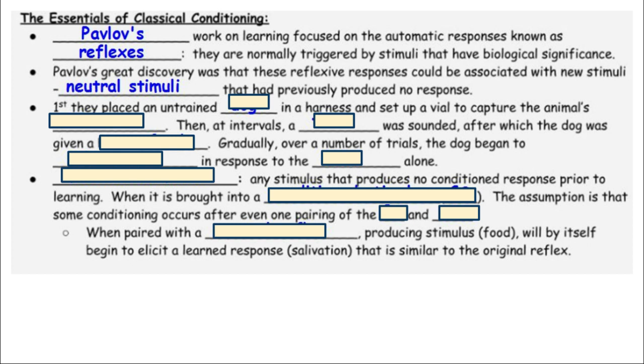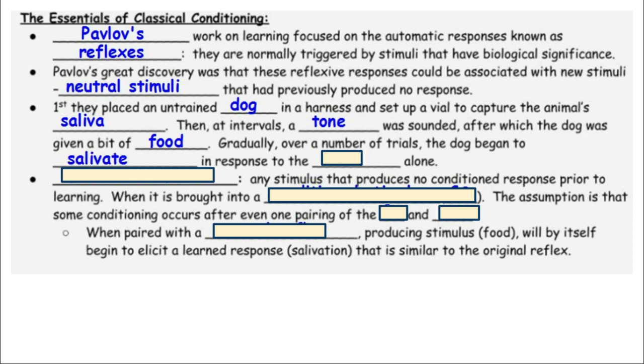So first, they placed an untrained dog in a harness, and they set up a vial in the animal's mouth to capture the saliva. Then at intervals, a tone would be sounded, and after the dog was given a little bit of the meat powder or the food, gradually over a number of trials, the dog began to salivate in response to the tone alone. So the neutral stimulus is any stimulus that produces no conditioned response prior to learning. And in this case, that is our tone, the sound.